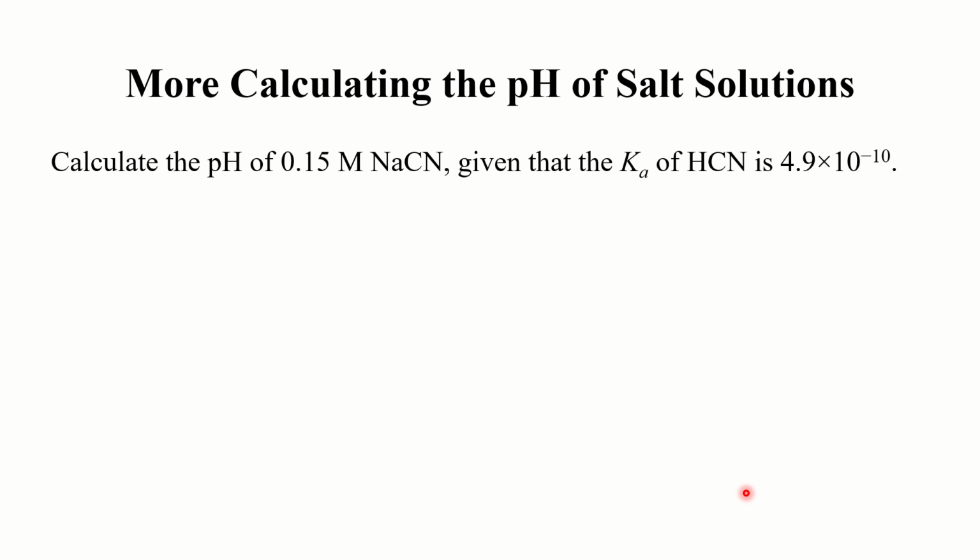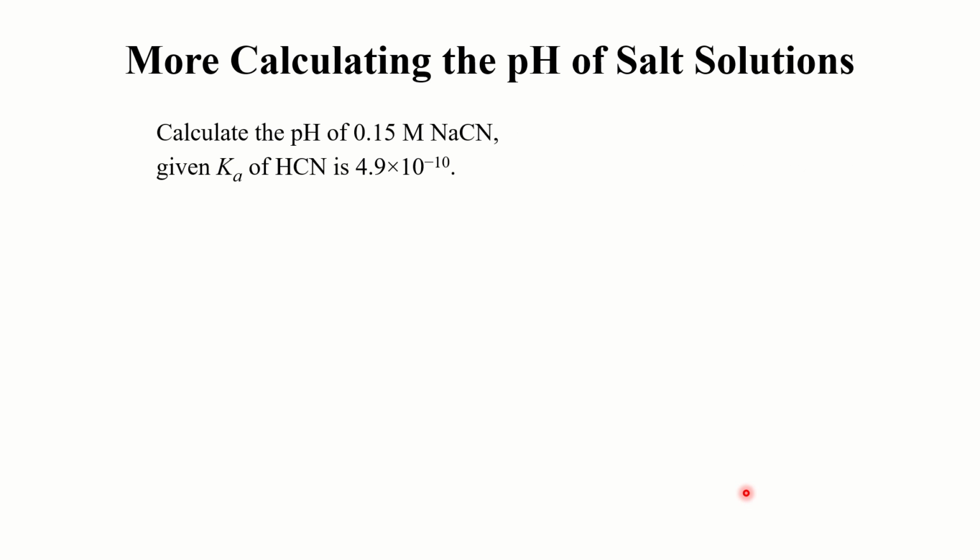Okay, a little more calculating the pH of salt solutions. So I'm going to show the work on this one as well. Calculate the pH of 0.15 molar NaCN given the Ka of HCN is 4.9 times 10 to the negative 10th. So we've got the salt NaCN, which dissociates to form Na+ and CN-. Again, you can assume it fully dissociates.